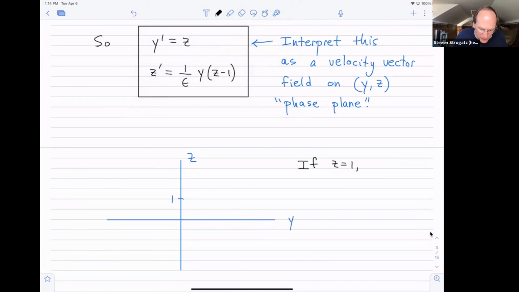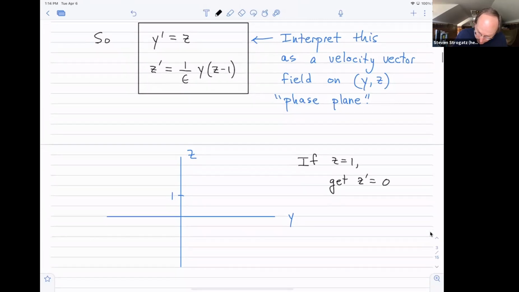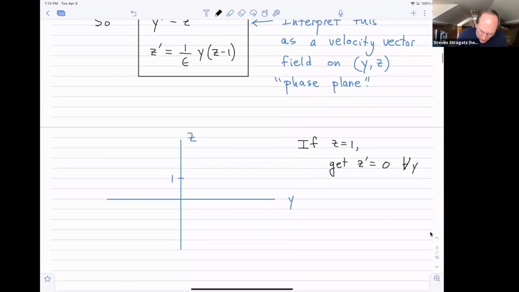If Z equals 1, you can see that we get Z prime. It's going to be 0 for all values of Y. So what is that? That tells us that the vectors at each point, as long as we're on the line where Z equals 1, those vectors are going to have no Z component. So they're going to be horizontal vectors. Now, which way are they pointing?